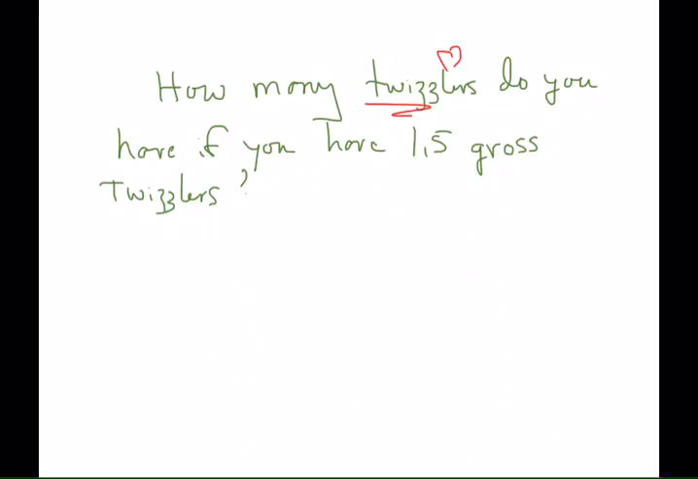And it deals with Twizzlers, and it deals with the concept of a gross. So it says, how many Twizzlers do you have if you have 1.5 gross? And again, you may not know this, and I wouldn't put this to you on a test, but 1 gross is equal to how many? 1 gross is equal to 144 or 2 dozen items.